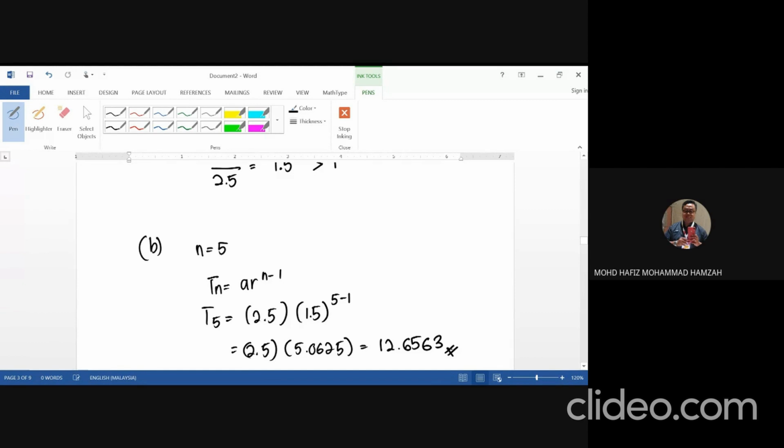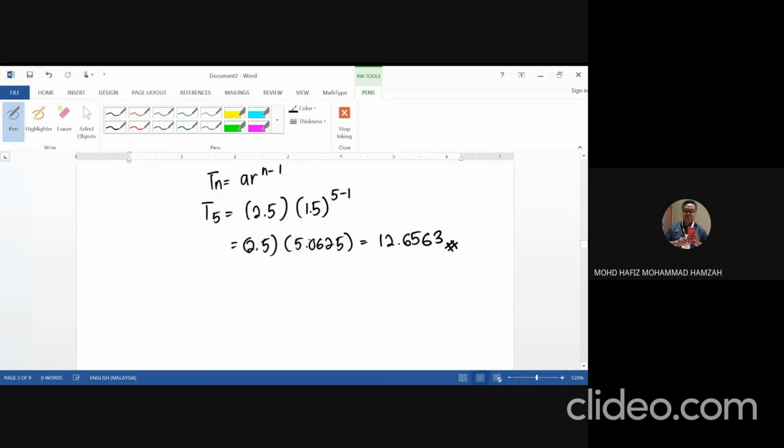12.6563. Itu, so ini sebab dia cakap find the fifth term. Okay. Lepas tu yang C pula, C dia cakap ada perkataan sum. So bila jumpa perkataan sum je, that mean you need to find Sn. So dekat sini kita kena identify dulu R greater than 1 or R less than 1.